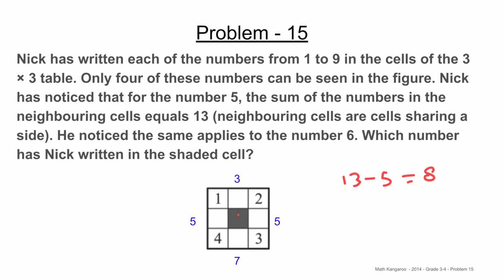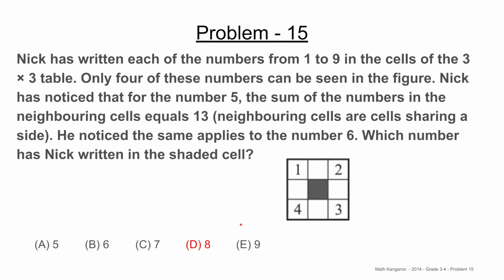So if 8 is the common number here, and if 5 or 6 comes on this location, then 1 plus 8 plus 4 gives us 13. That's true. Then 2 plus 8 plus 3 gives us 13. So if either 6 comes here, or 5 comes here or here, the central number remains 8. That is our answer. So option D is our answer.